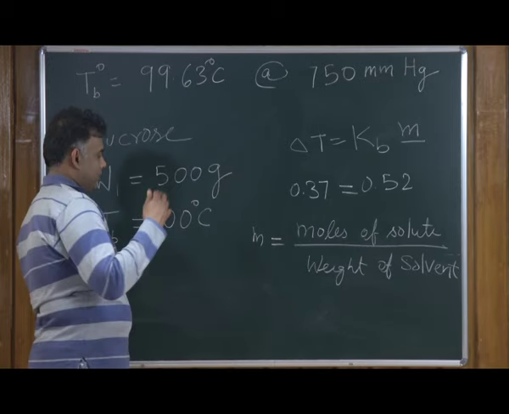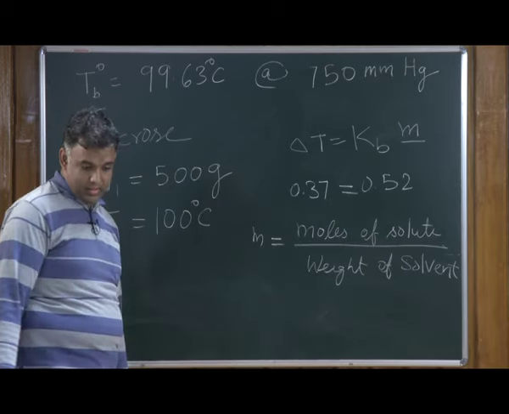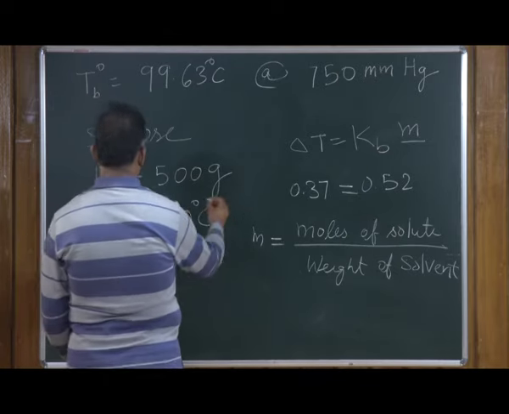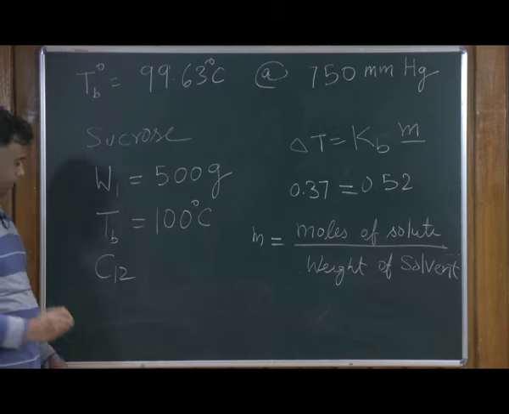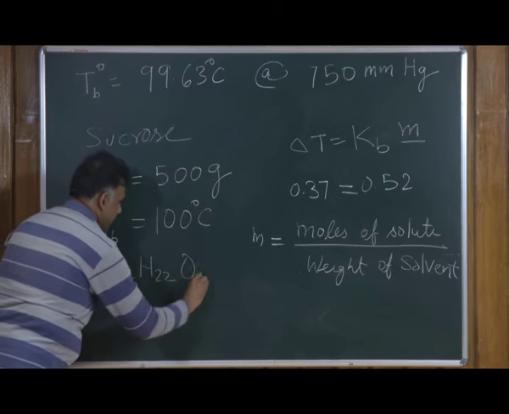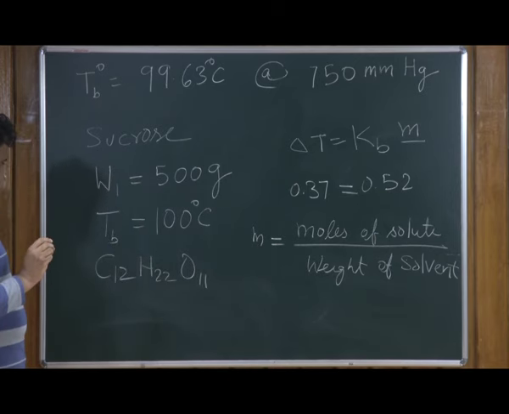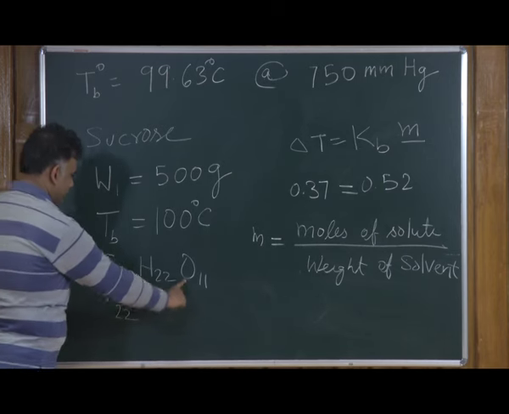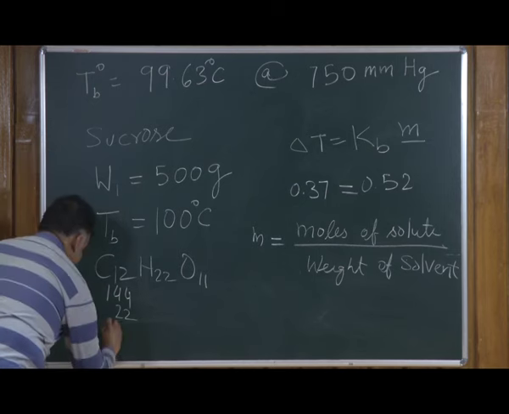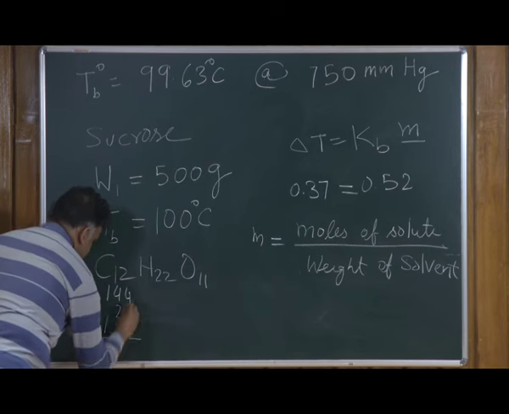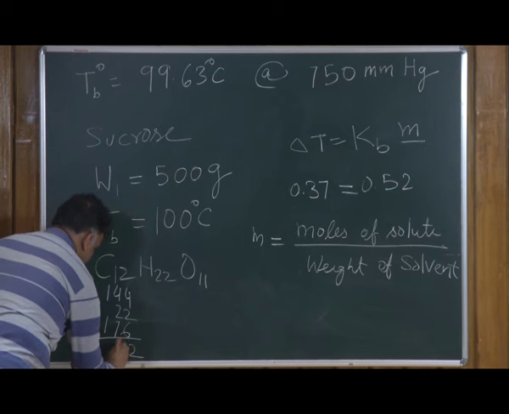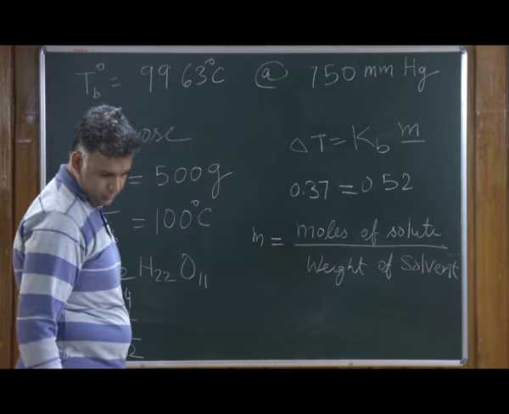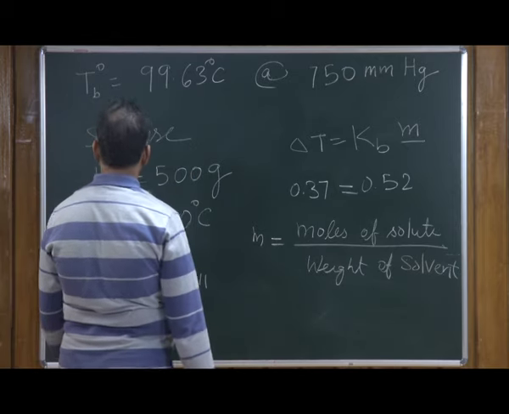So, to convert the weight of solute to moles of solute, we need the molecular weight of sucrose. The sucrose is C12H22O11. Okay, so the weight of this would be 144 plus 22 and oxygen 11, 16 into 11, 176. So, this would be 4 to 6, 12, 1, 8 to 10, 14, 342.